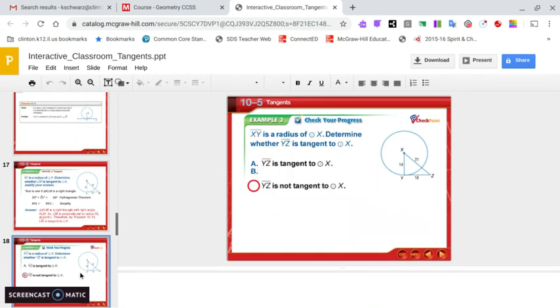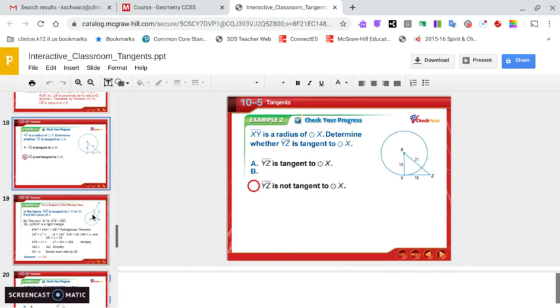We'll take a look at this question, and we're going to use the Pythagorean theorem again. We're going to check, is 14 squared plus 16 squared equal to 21 squared? 14 squared is 196, and 16 squared is 256. We add those two together and we get 452. And 21 squared is 441. So 452 does not equal 441. That tells us that angle Y is not a right angle. So YZ is not tangent to the circle, because the Pythagorean theorem did not work.